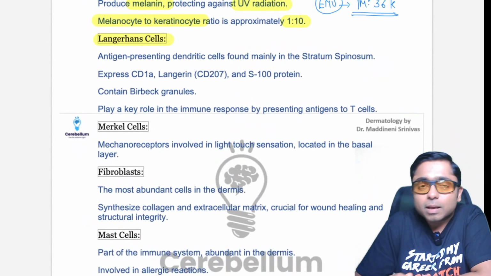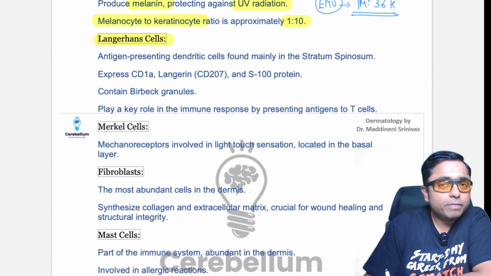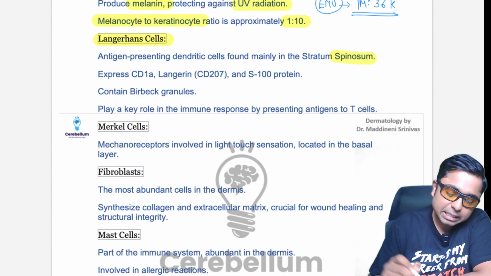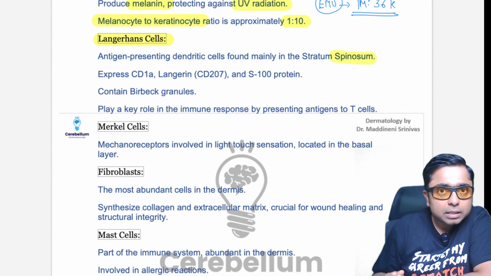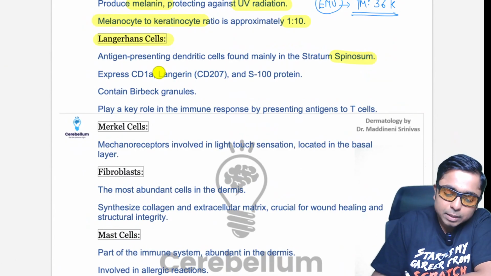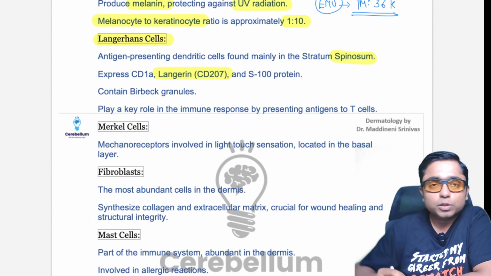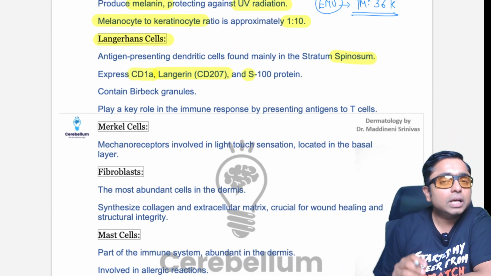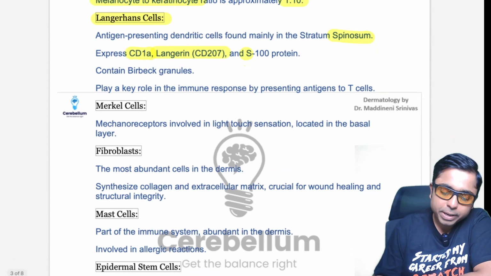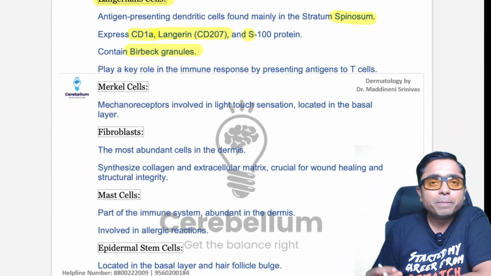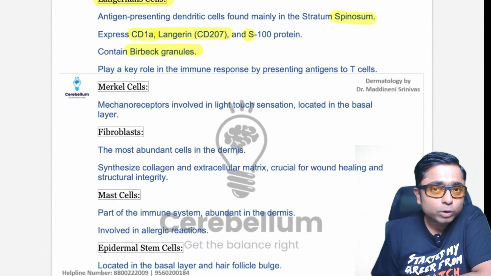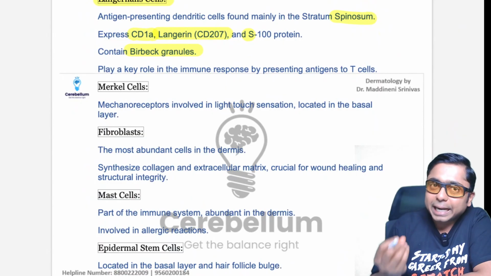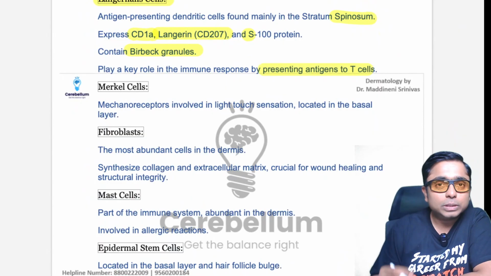Langerhans cells are antigen presenting cells, so they are important for the immunity of the skin, and they are present in the stratum spinosum. We have already discussed this. There are certain immunohistochemical markers related to Langerhans cells that you need to remember. The most important among them is Langerin, also called CD207. It is the most specific marker. Apart from that, CD1a and S100 are also present, but they are not as important as Langerin. Langerhans cells contain Birbeck granules, which are seen only on electron microscopy and have a tennis racket shape. And of course, because they are antigen presenting cells, they present the antigen to the T cells.